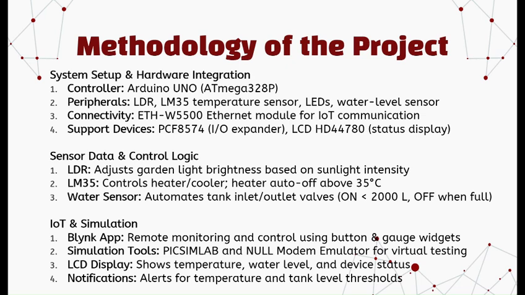Control logic: LDR adjusts the garden light brightness based on the sunlight intensity, and LM35 controls the heater, which turns off automatically above 35 degrees Celsius. The water sensor automates the tank inlet and outlet valve: on if less than 2000 liters, off when it is full.